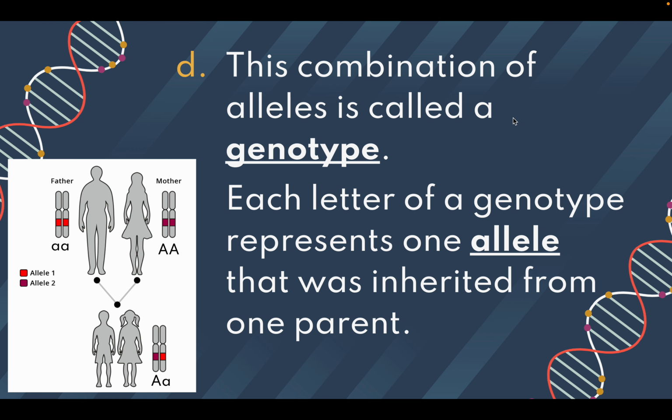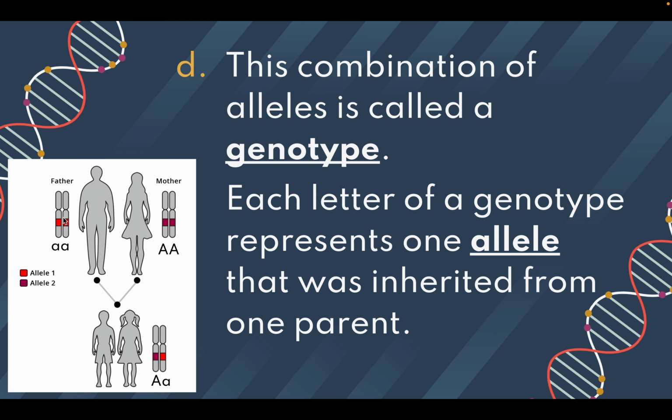This combination of alleles is called a genotype. So two letters together is called a genotype. So here we can see that this individual has two lowercase a's as their alleles, and their genotype is little a, little a. It's two letters.